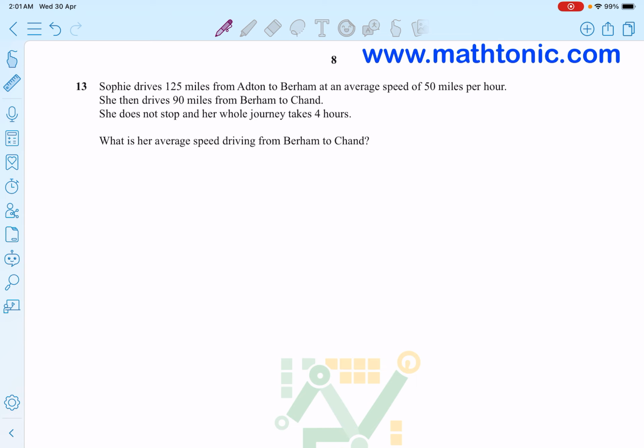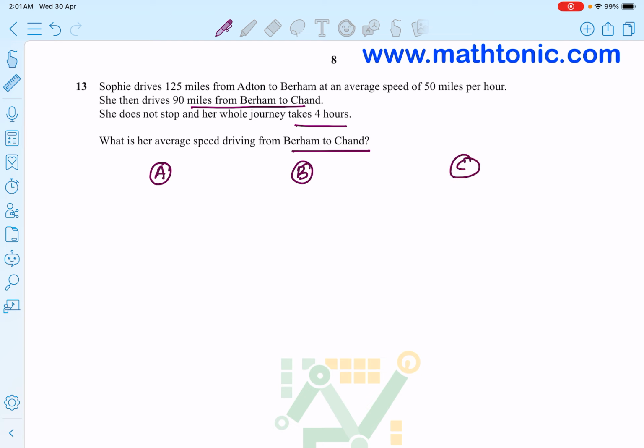So next, Sophie drives 125 miles from that town to Burham at an average speed of 50 miles per hour. She then drives 90 miles from Burham to Chand. She doesn't stop and her whole journey takes 4 hours. So what is the average speed driving from Burham to Chand? Let me try to write it down. The first place is A, that is the town. The second place is B, right? And the third place is given, that is C.